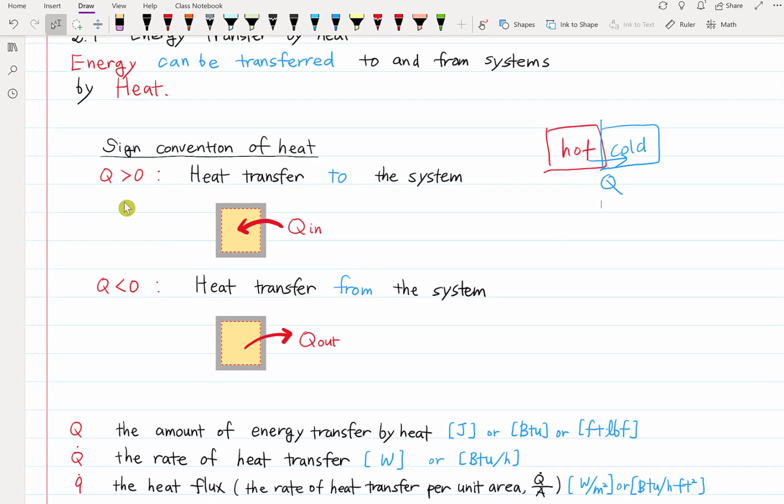Here is a sign convention for heat. So when the heat is transferred to the system, it is positive. When the heat is removed from the system, it is negative.